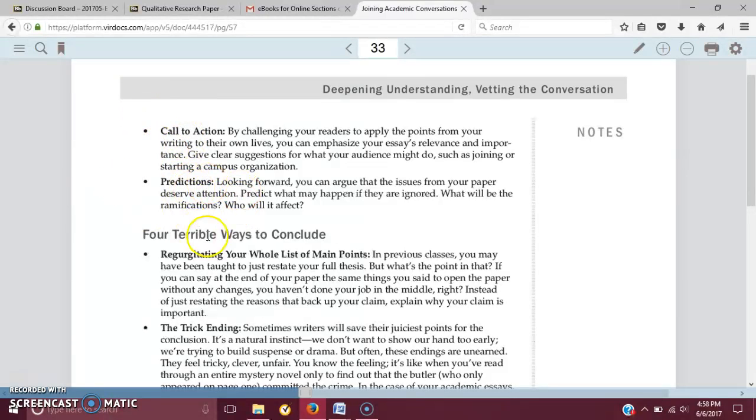I think probably the prediction would be the best for this paper, because you are trying to talk about an event in the future or, again, a warning for the future. What does the research or the data indicate about our perceptions of something?